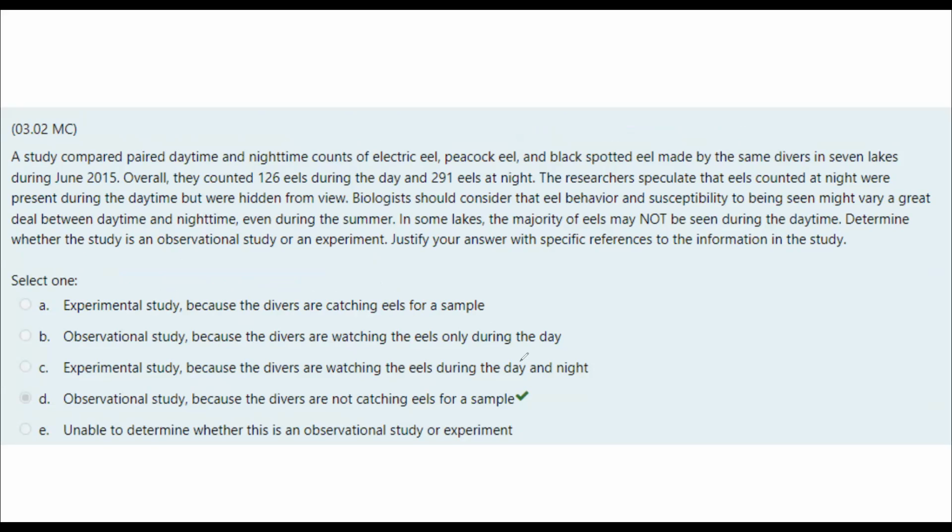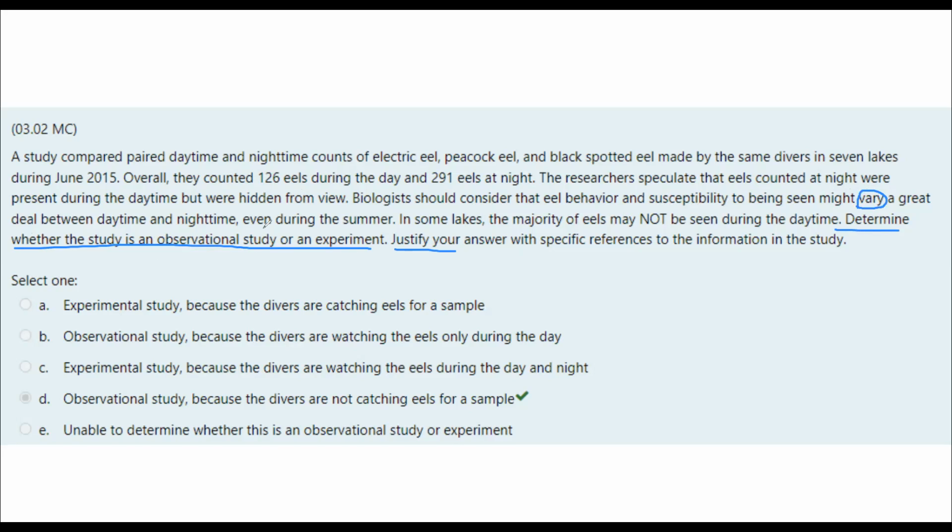A study compared daytime and nighttime counts of all these different things in 7 lakes, all right? Like I said, when it's long, you really kind of just skim because it's a lot of pointless stuff. Let's just look at the final thing. Determine whether it is observational or an experiment. All right, so that's what we're looking for. So all we have to do is go up here and look for that.